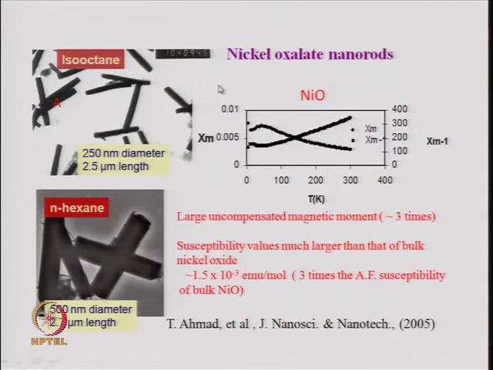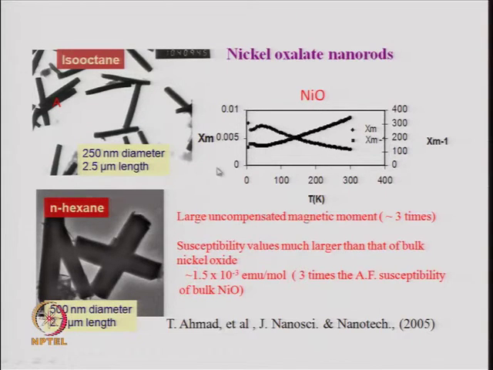Now, you can look at other materials of a similar kind. For example, instead of copper oxalate, you can look at nickel oxalate nanorods, which are shown here, and again the diameter and the length can be changed by changing the starting solvent. Here it is isooctane and here it is normal hexane, and you see these are much narrower, thinner rods, 250 nanometer diameter. Here they are broader, 500 nanometer diameter, and these rods also decompose at around 450, 500 to give you the oxide, which is nickel oxide.